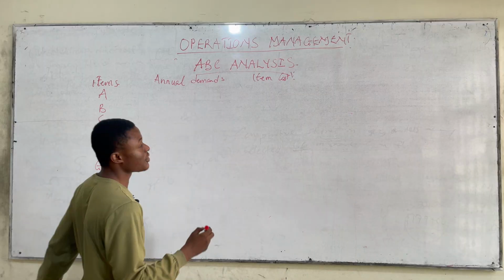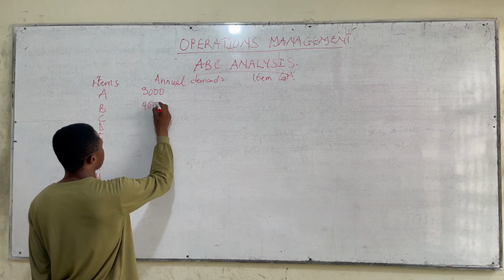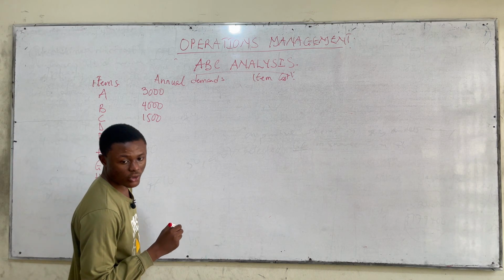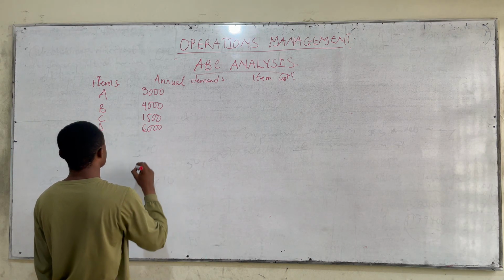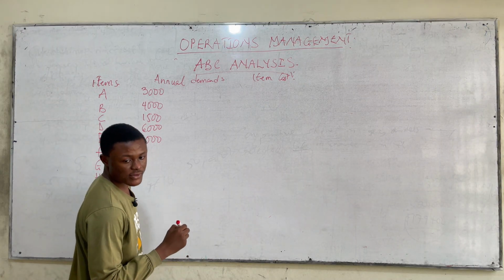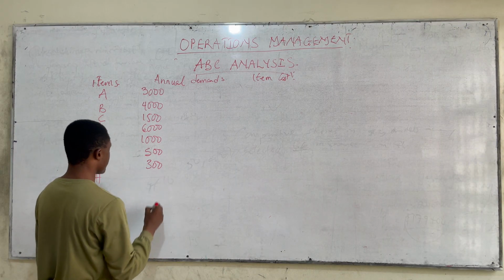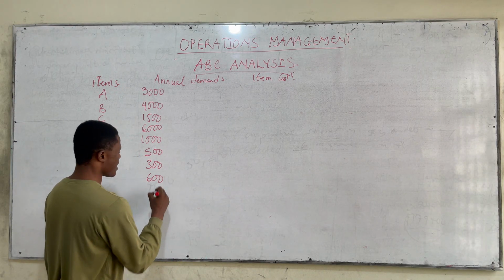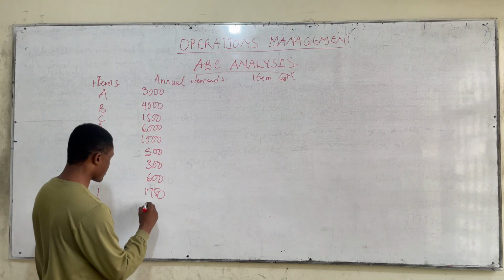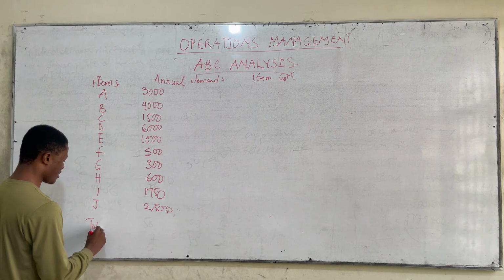Great. And then our annual demands for each. This one goes for 3,000, and this one goes for 4,000, and this one goes for 1,500. That's for C, and D goes for 6,000, and then E goes for 1,000. And then F goes for 500, and then G goes for 300, and then H goes for 600, and I goes for 1,750, and J goes for 2,500. So we're having our total. We are going to calculate that later.